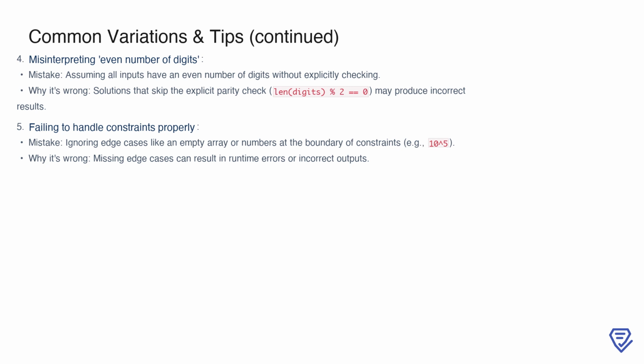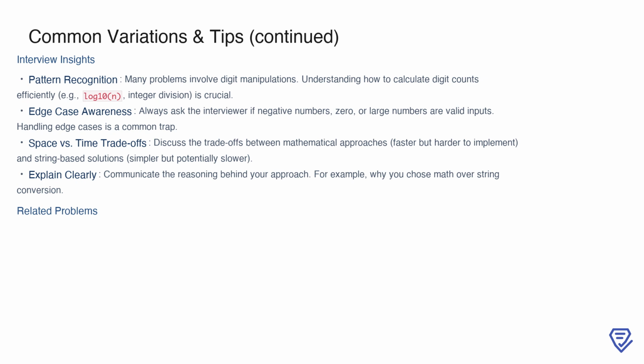Additionally, failing to handle constraints properly is a frequent oversight. For example, edge cases like an empty array or numbers at the boundary of the constraints, such as 10^5, can cause runtime errors or incorrect results. Ignoring these edge cases can undermine the reliability of your solution, so taking the time to address them is essential for ensuring robustness. Now let's talk about some key insights that can help you in an interview setting.